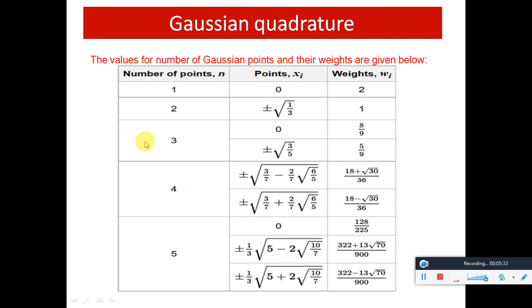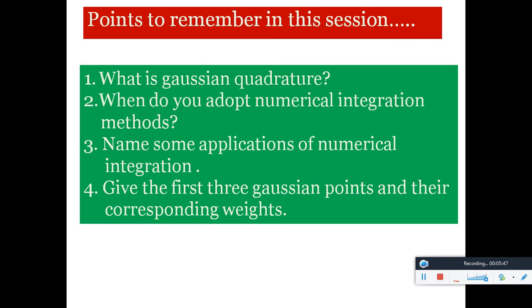The table here gives you some of the Gaussian points, their values and the weights. At least you should remember the first three Gaussian points, their values and their weights. With this, we will complete this session. Some of the points to remember in this session are: what is Gaussian quadrature, when to adopt numerical integration, the applications of numerical integration, and at least you have to remember the first three Gaussian coordinates and their weights. Thank you.